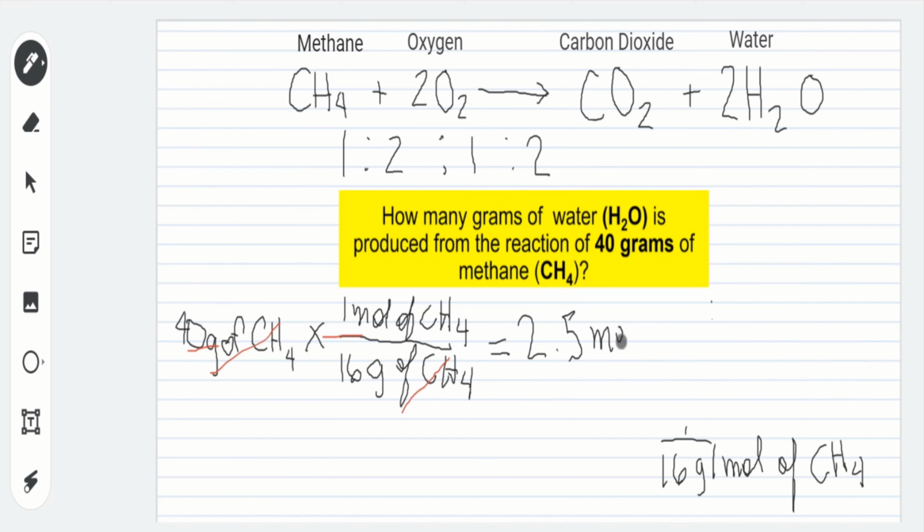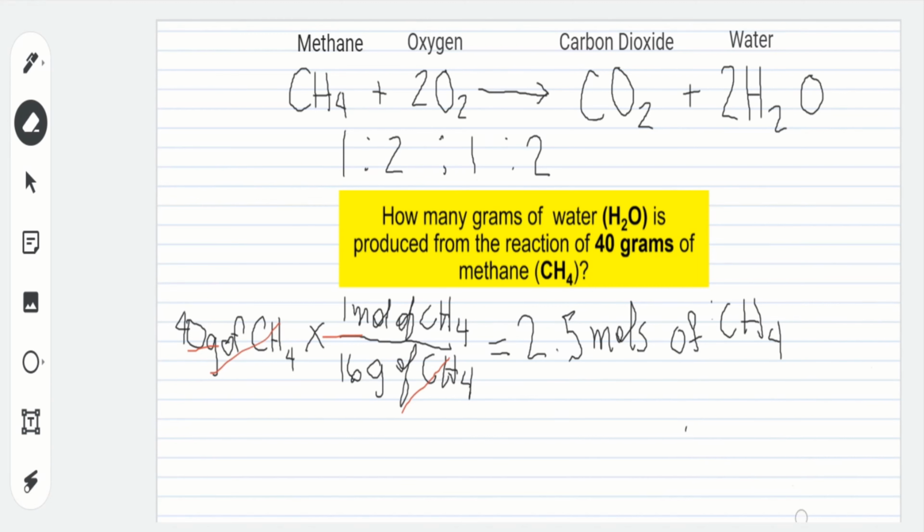moles of methane. Okay? So, na-convert na natin yung 40 grams of methane into moles, which is 2.5 moles of methane. Since we have this now, okay, we can now get the amount of water that can be produced by this 2.5 moles of methane. Okay, so let me just erase this part here so that we still have space.